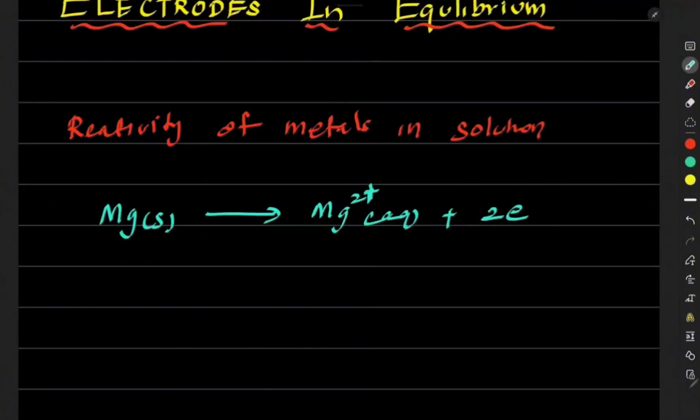Magnesium rod is dipped in the magnesium 2+ solution. There will be quick buildup of electrons on the magnesium. The magnesium rod will be surrounded by the solution of positive magnesium 2+ ions, and some of the magnesium 2+ ions will reclaim their electrons and stick back to the magnesium rod we dipped into the solution. Mg2+ aqueous plus 2 electrons form magnesium solid.